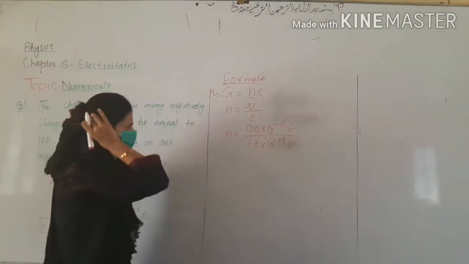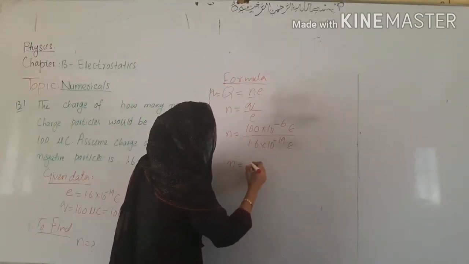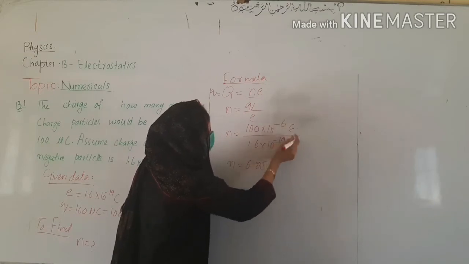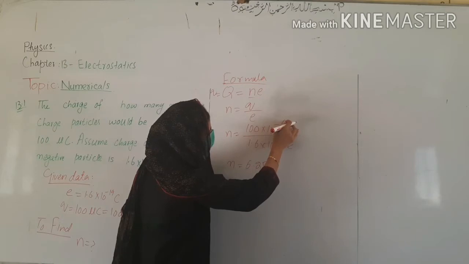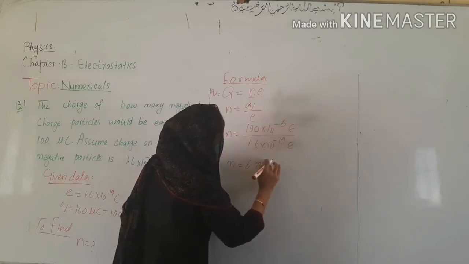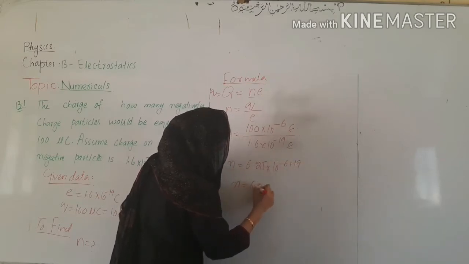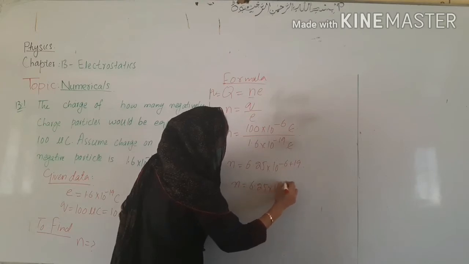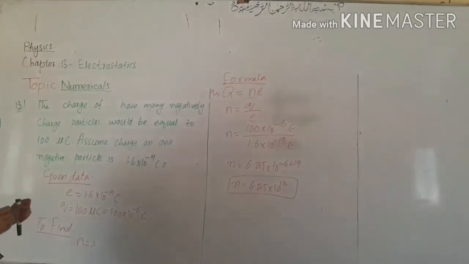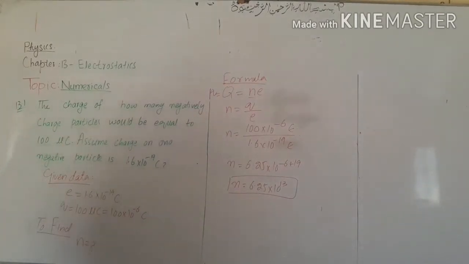Coulomb in the numerator and denominator will be cancelled. Now it will give you the answer, that is 6.25 multiplied by 10 to the power minus 19. It will give you the value of plus 19, as it moves into the numerator, that is 10 to the power minus 6 plus 19. n is equal to 6.25 multiplied by 10 to the power 13. It will have no unit because n is a number. Is it clear? This is your required solution for numerical number 13.1.